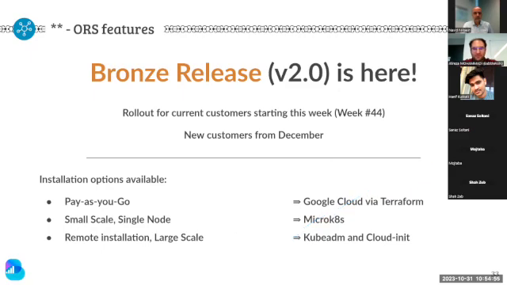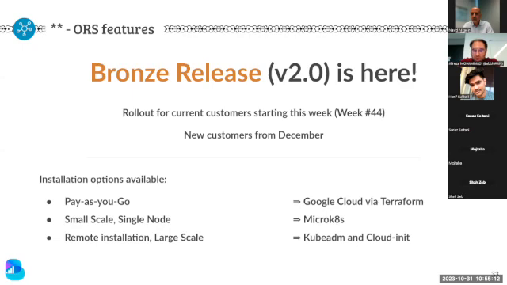We are focusing on ORS release 2. Bronze is the code name of it. This would be rolling out for the current customers who are using ORS already starting this week, and the new customers would start receiving it from December.